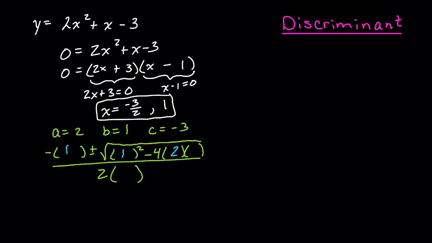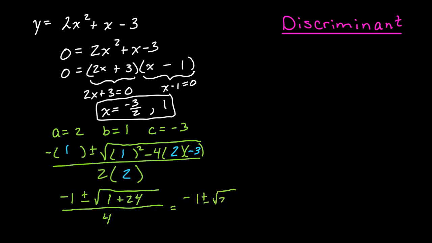4a, which is 2, times c is negative 3 over 2 times the a value of 2. Then we come back and simplify this, giving us negative 1 plus or minus square root of 1. And then negative 4 times positive 2 is negative 8. Negative 8 times negative 3 is positive 24. All of this is over 4, giving us negative 1 plus or minus the square root of 25, which is negative 1 plus or minus 5.